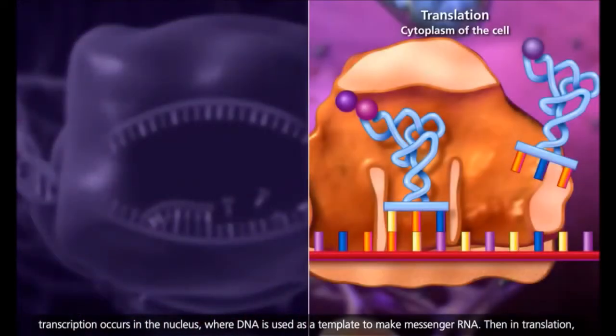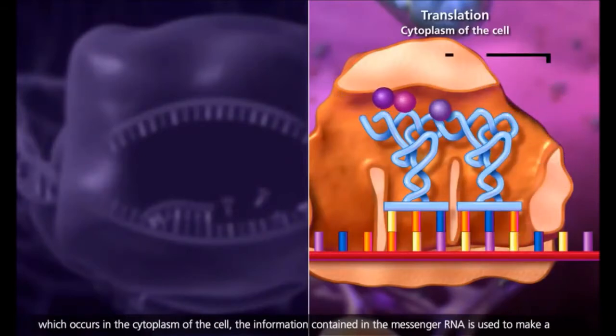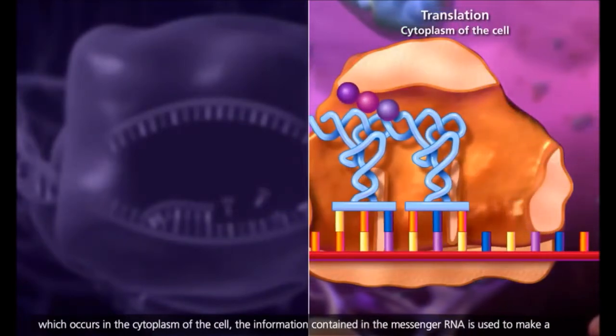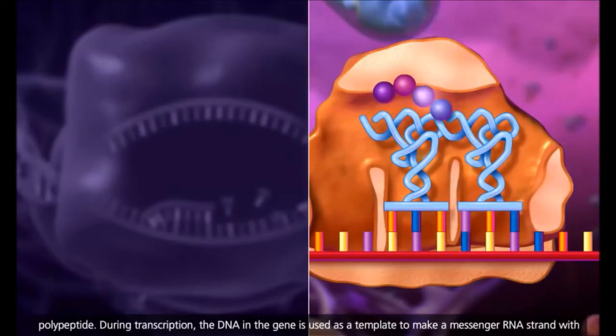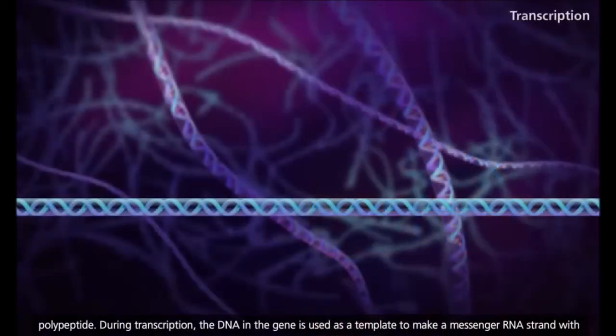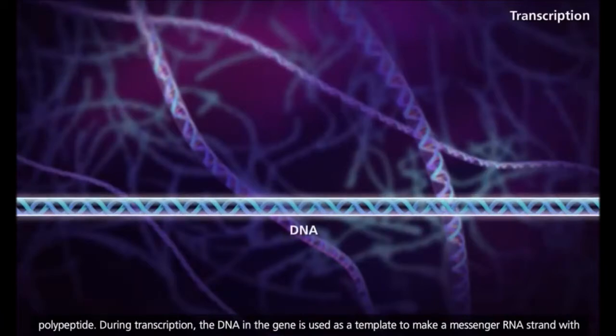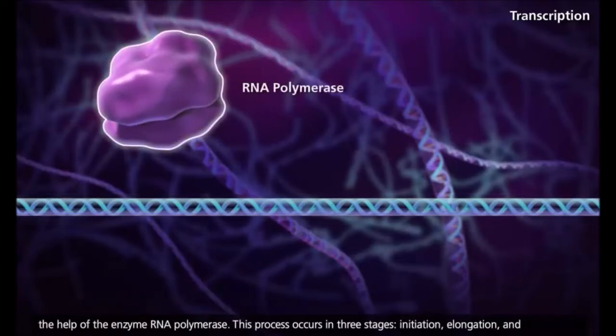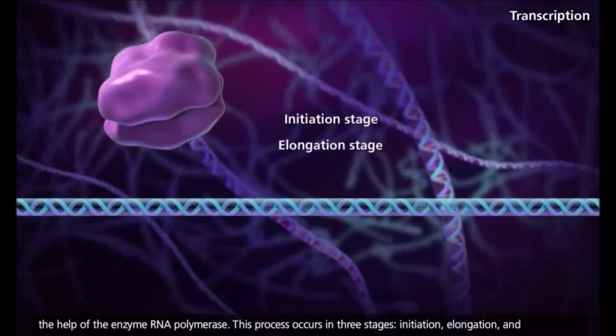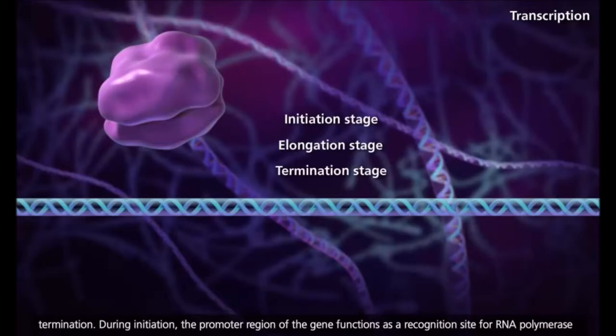Then in translation, which occurs in the cytoplasm of the cell, the information contained in the messenger RNA is used to make a polypeptide. During transcription, the DNA in the gene is used as a template to make a messenger RNA strand with the help of the enzyme RNA polymerase. This process occurs in 3 stages: initiation, elongation, and termination.